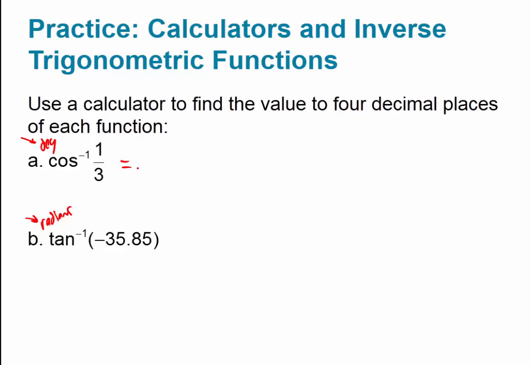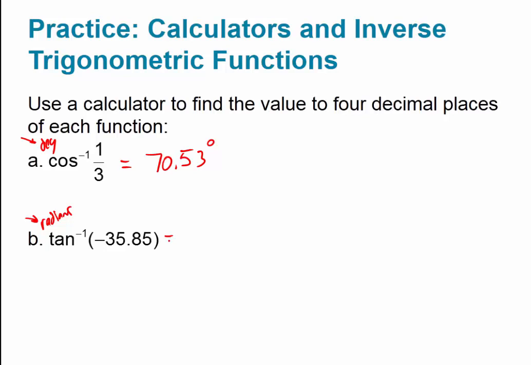Then I'm going to take the inverse of the cosine, which will give me the inverse cosine. Punch that button, and in degrees, I get 70.53 degrees. Now, I didn't specify what to round to, so as long as you rounded it correctly, then you're fine. You could even have written 71 degrees. That would have been fine as well.